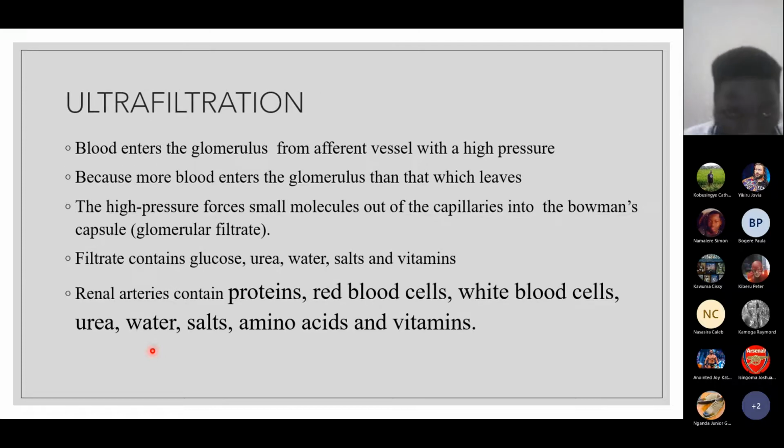So what we need to know about ultrafiltration, the first thing is blood enters the glomerulus from the afferent vessel with a high pressure. Why? Because the renal artery is directly connected to the aorta, implying that the pressure that blood comes with from the heart is the pressure that is going to be moving with that blood, even as it enters the renal artery and it divides into the afferent vessels.